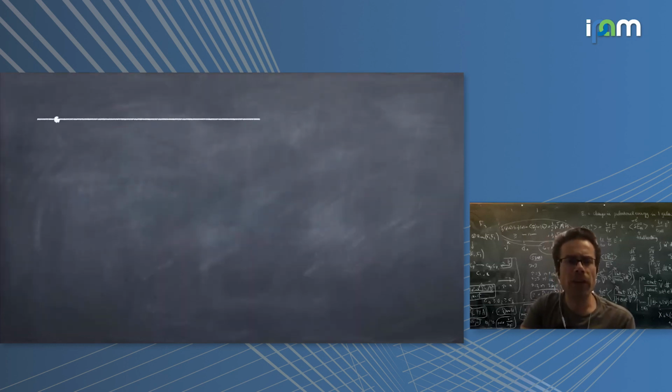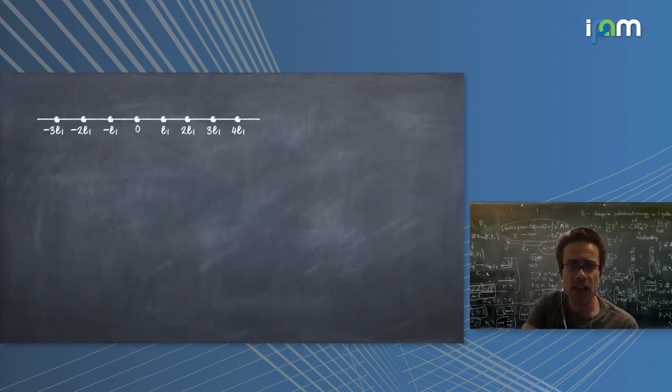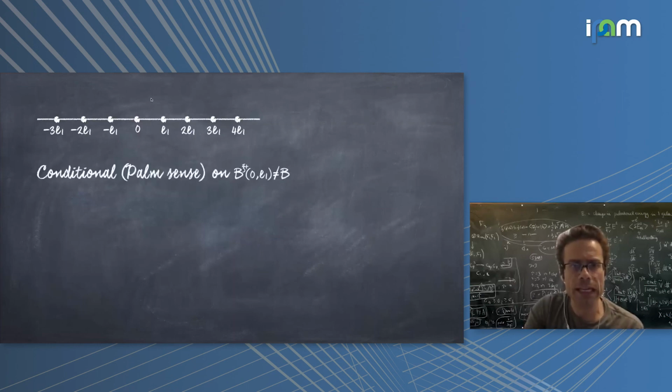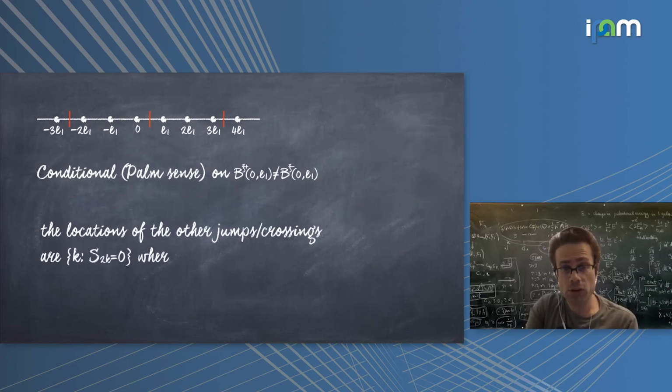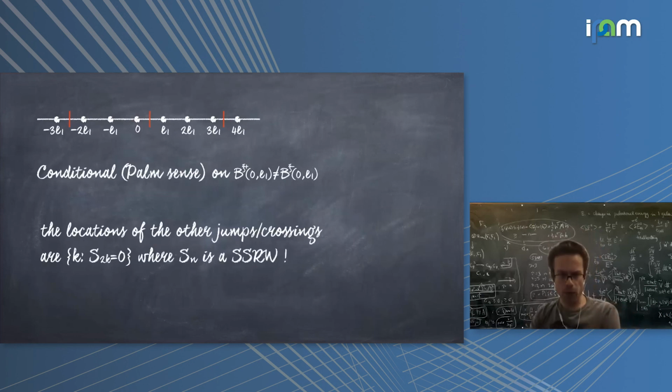Okay, one very last quick thing, we can actually even calculate some statistics. If you condition on this red graph going through an edge, like the 0, E1, that has probability 0 of happening. But if you condition in the Palm sense and look at the locations of the other jumps, the crossings of the graph, they turn out to be the zeros of the zero set of a simple symmetric random walk. And we have no idea why this connection is true other than actually doing the computation.